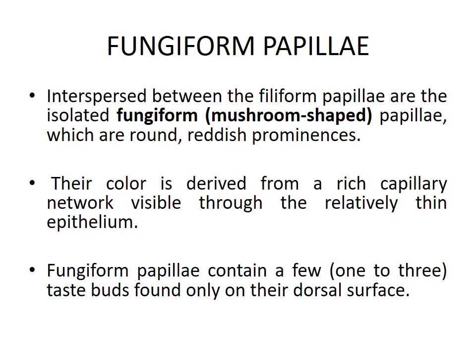Next, coming to the fungiform papilla. Interspersed between the filiform papilla are the isolated fungiform, or you can say mushroom-shaped papilla, which are round reddish prominences. Their color is derived from a rich capillary network visible through the relatively thin epithelium. Fungiform papilla contain a few, you can say 1 to 3, taste buds found only on their dorsal surface.